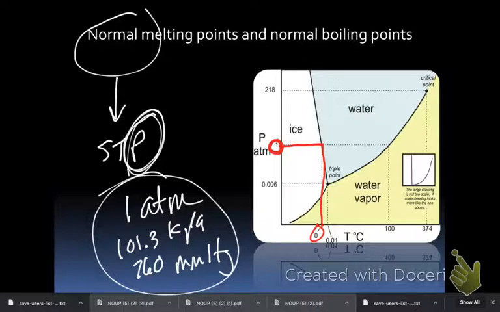If we wanted to do the same thing for the boiling point, we know that water will boil when atmospheric pressure is equal to the vapor pressure. So all along here is our vapor pressure. So here's our normal atmospheric pressure. Drag it all the way over. And as soon as we hit that vapor pressure line, that's when we get to boil. Drop down. What temperature is that for water? It's 100 degrees.